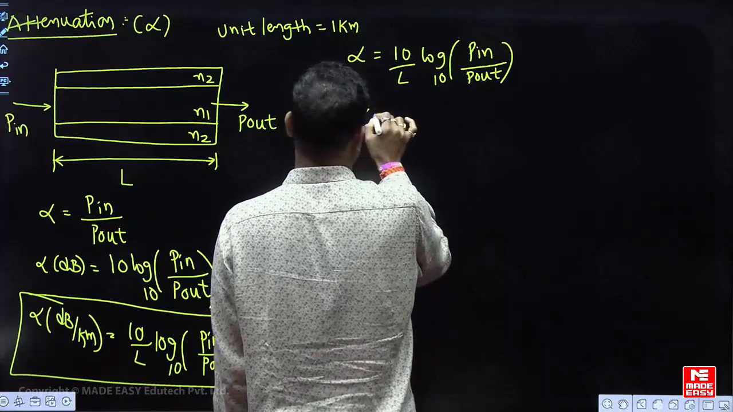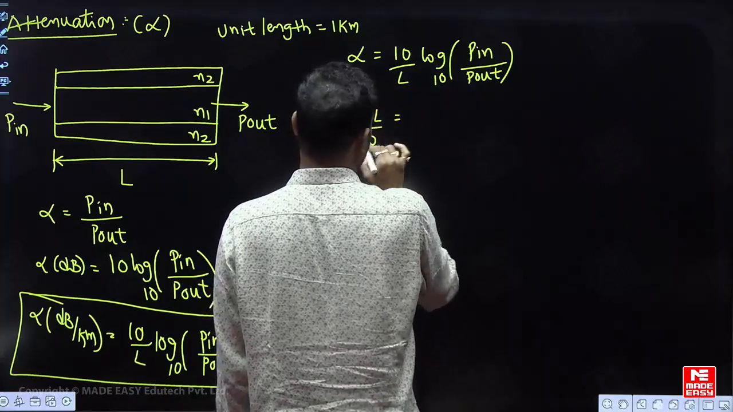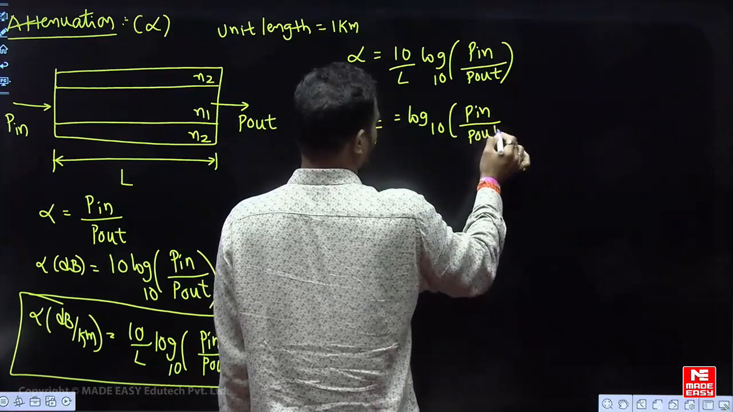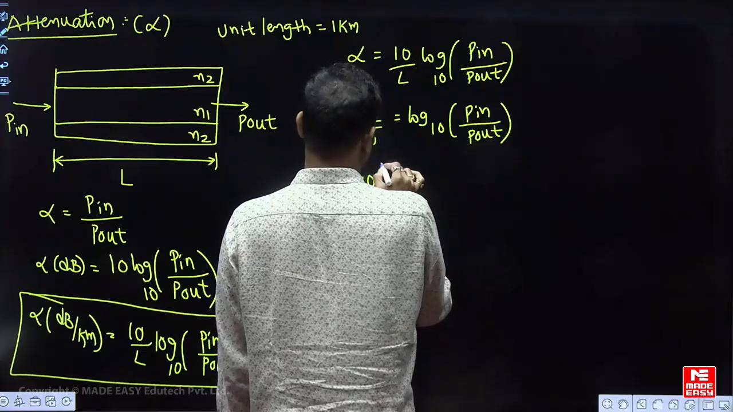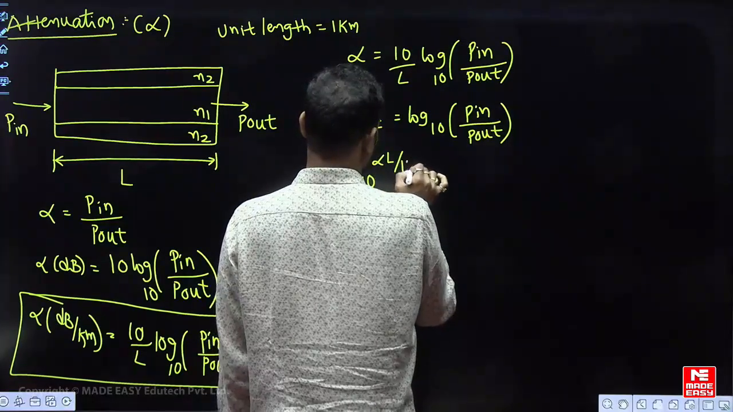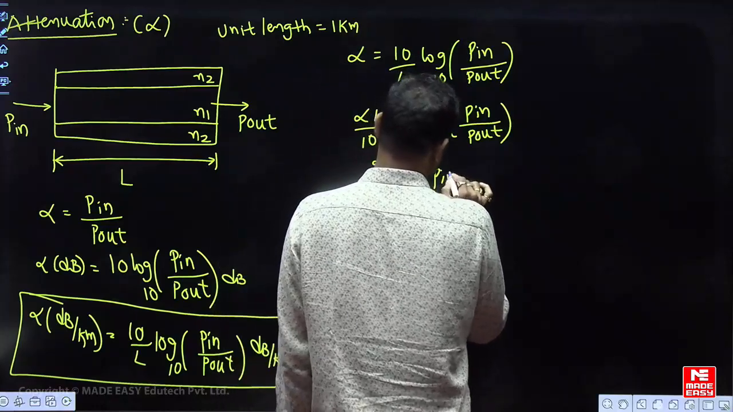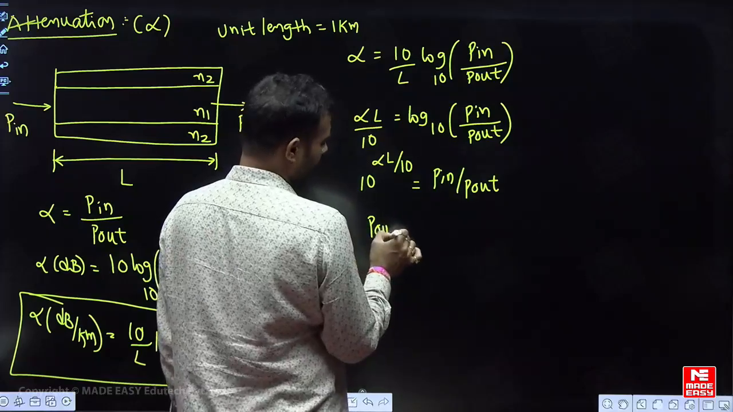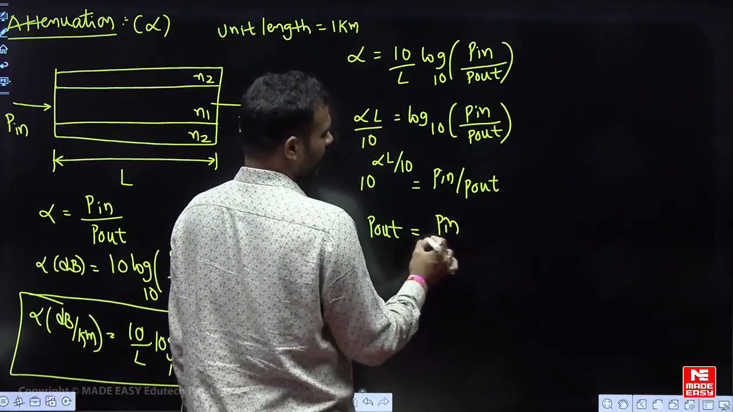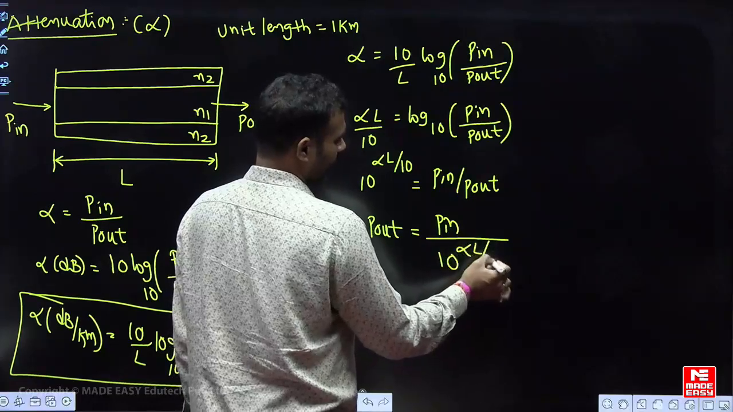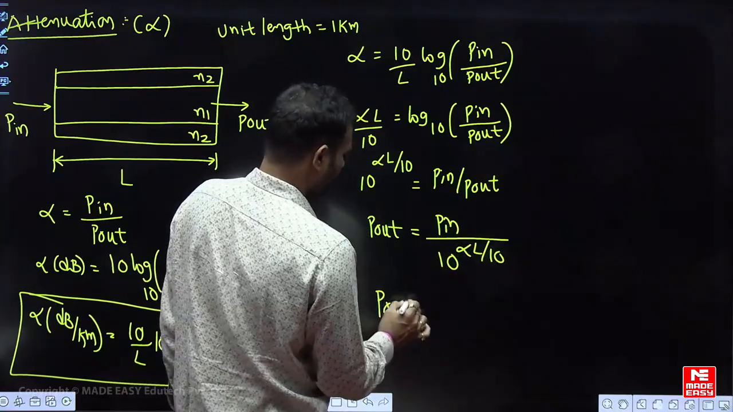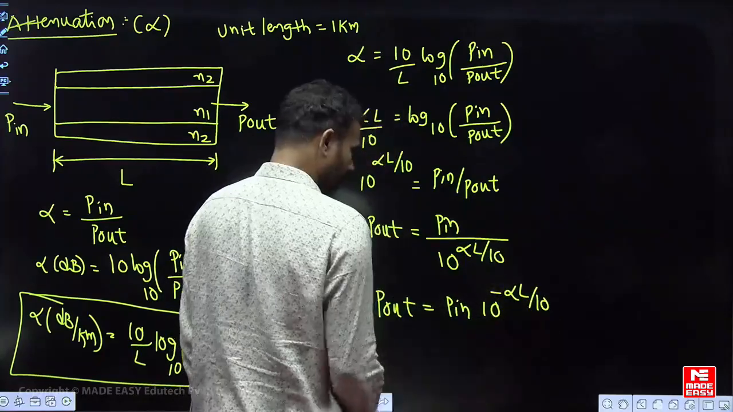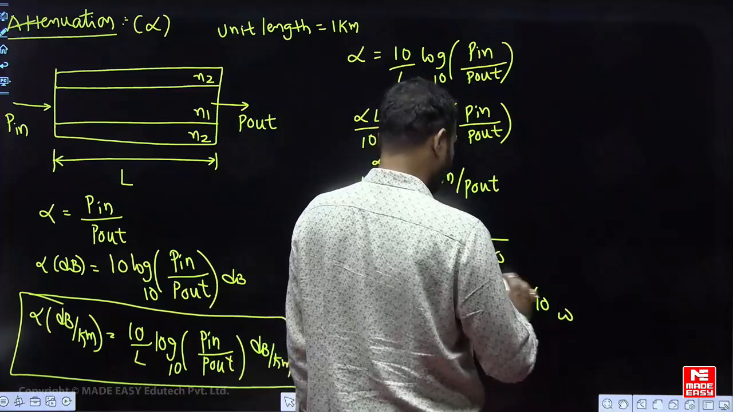L goes to the other side, so alpha L divided by 10 is the log of base 10 of P in by P out. We get 10 to the power of alpha L by 10 equal to P in by P out. I want to calculate the output power, therefore P out is equal to P in upon 10 to the power of alpha L by 10. Then P out is equal to P in into 10 to the power of minus alpha L by 10.